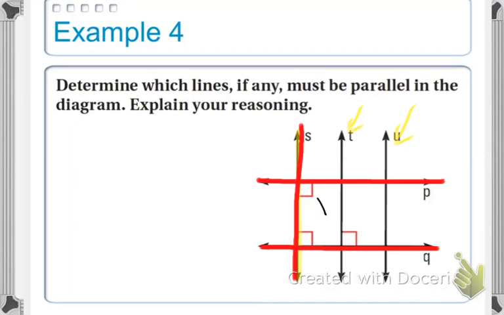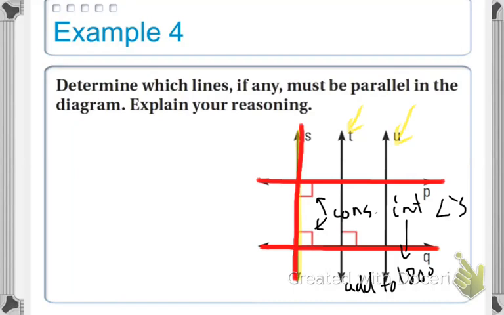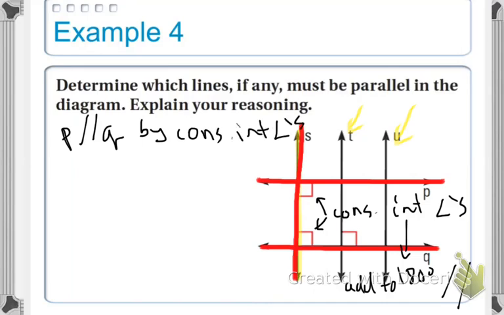it looks like I've got two angles in here. What kind of angle pair are they? Well, they're consecutive interior angles. And we know by the consecutive interior angles theorem, if they add to 180 degrees, then it's parallel. So we know that P is parallel to Q by consecutive interior angles theorem.